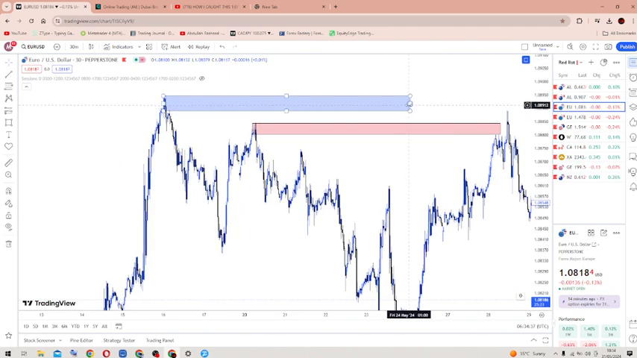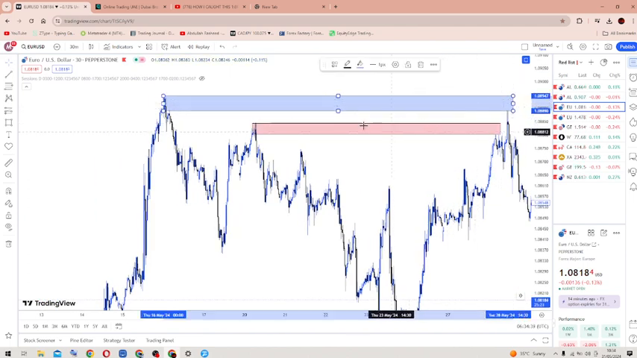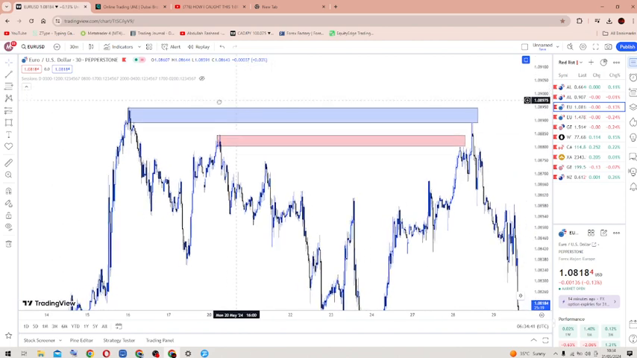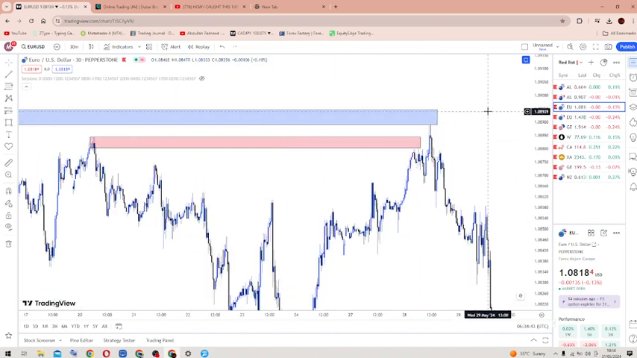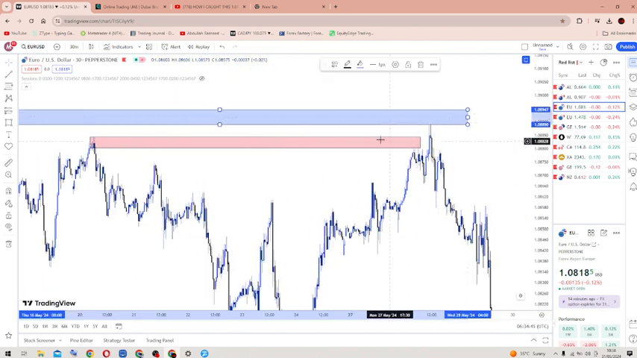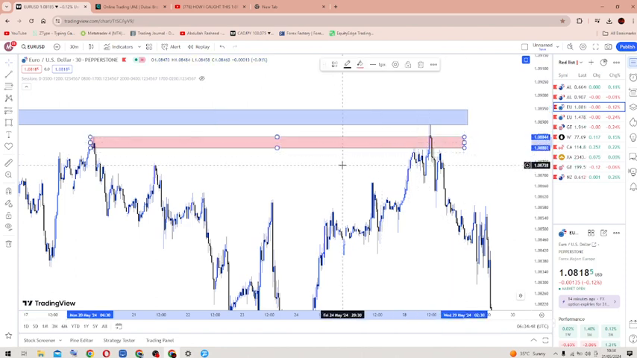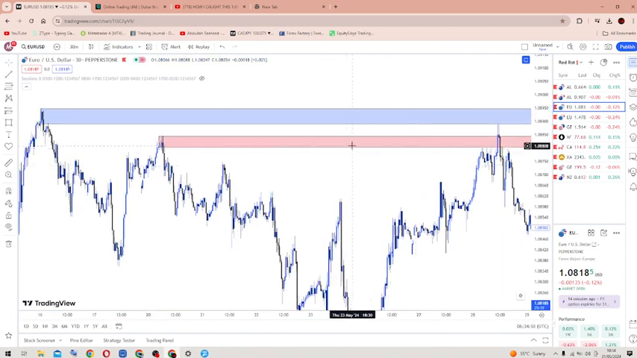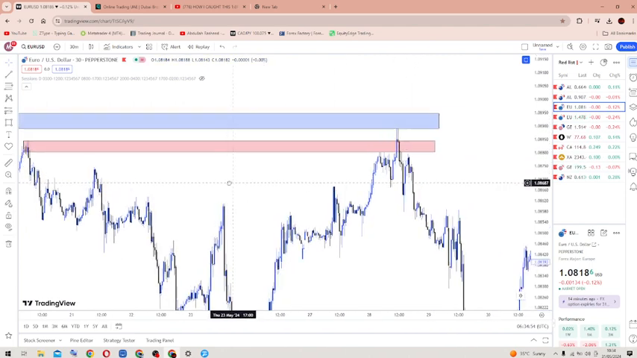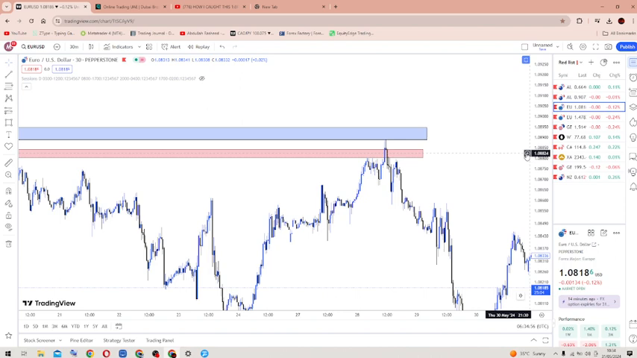as my point of interest. So this one was my liquidity zone. In this zone I don't take any trade. I only take trades in this zone. Okay, only take trades in this zone.